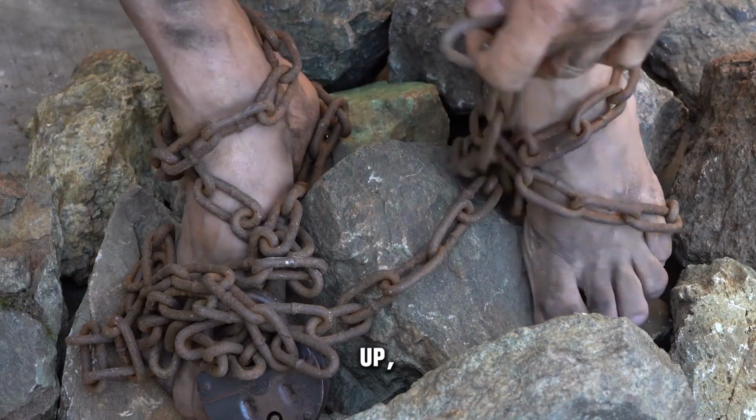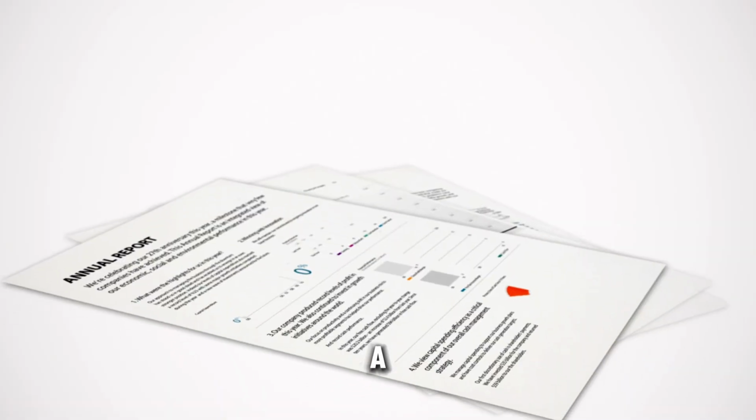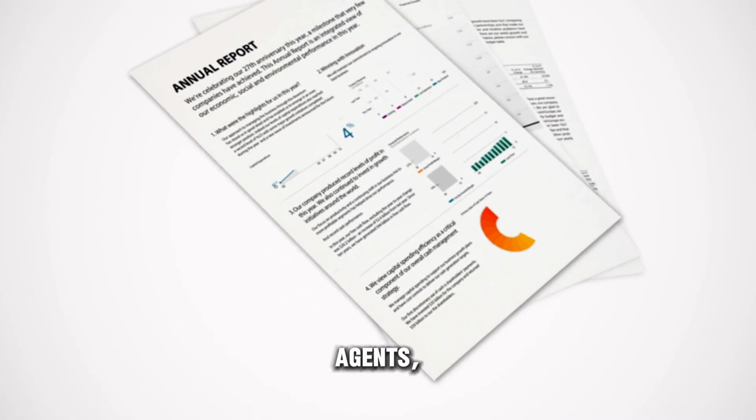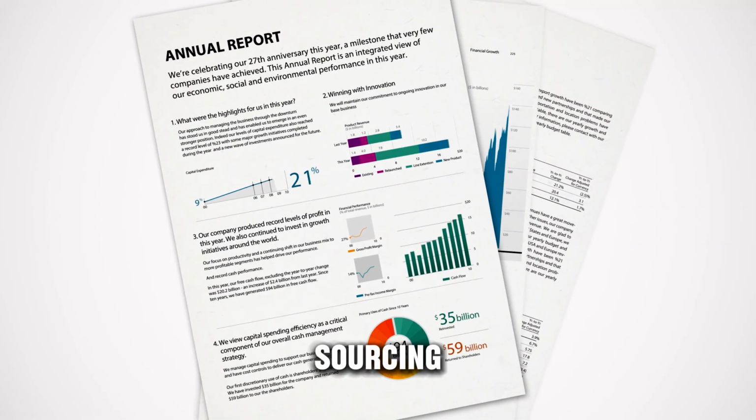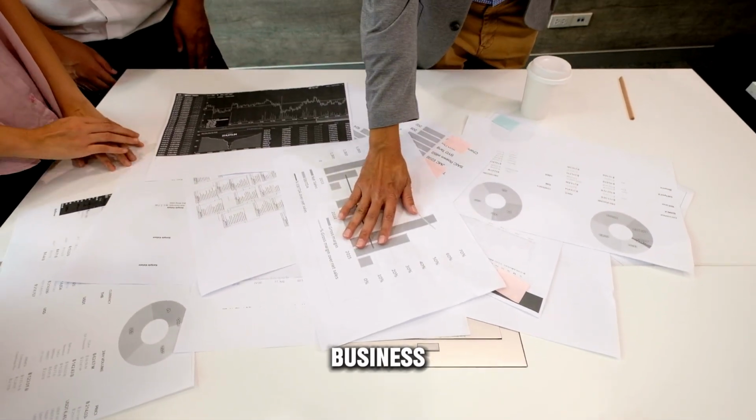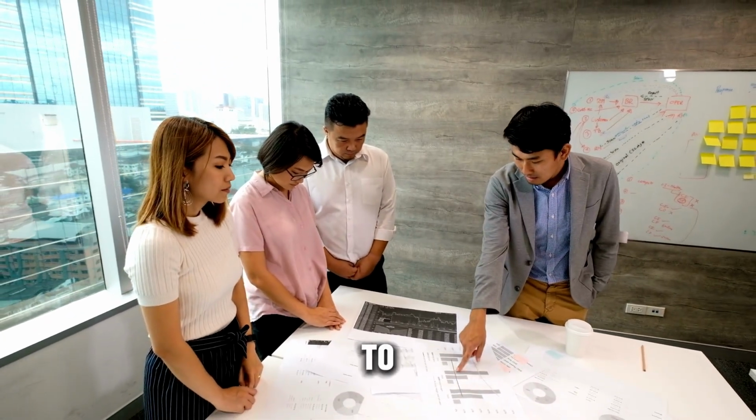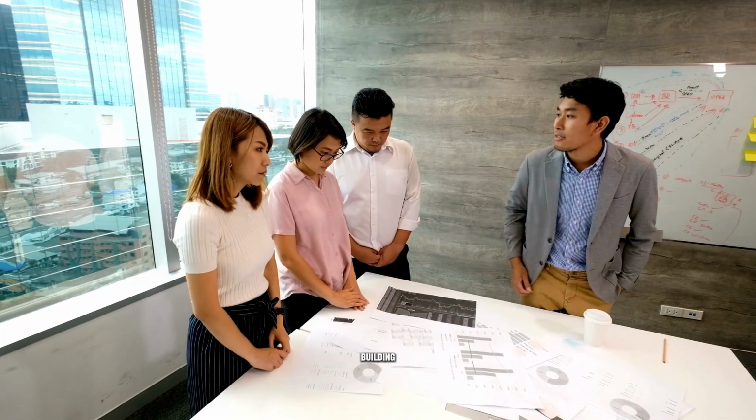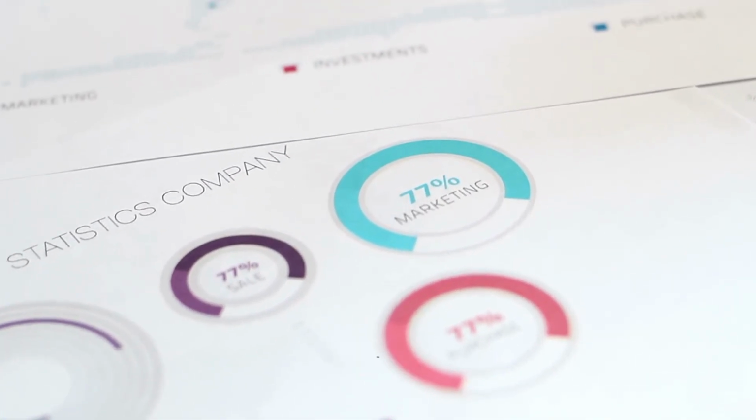To wrap it all up, the era of manual, soul-crushing prospecting is over. By leveraging a system of specialized AI agents, you can fully automate your agency's outreach pipeline, from initial lead sourcing and deep personalization to multi-step email execution and appointment setting. This isn't about replacing the human element of your business. It is about automating the robotic tasks so you and your team have time to focus on what truly matters: building relationships, delivering exceptional client work, and strategically growing your agency.